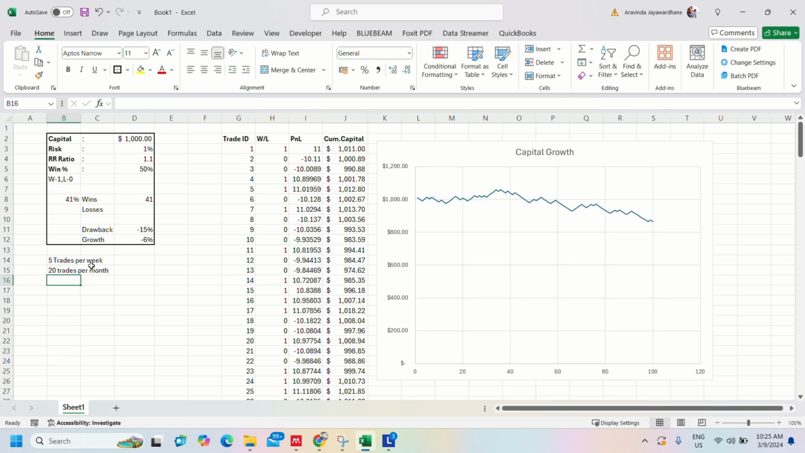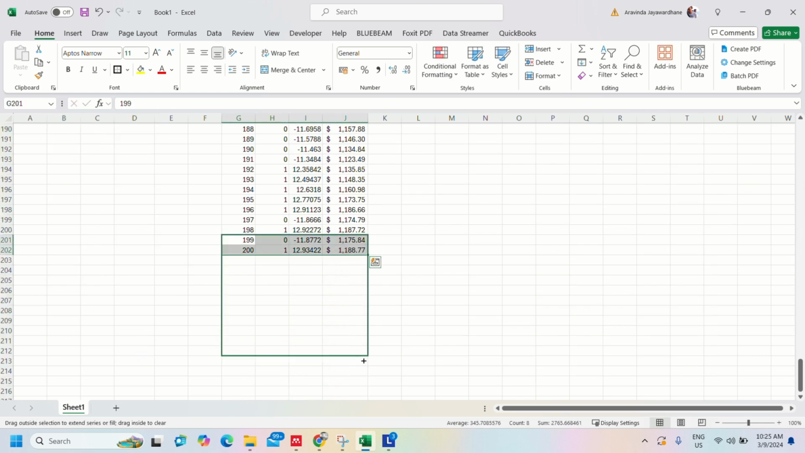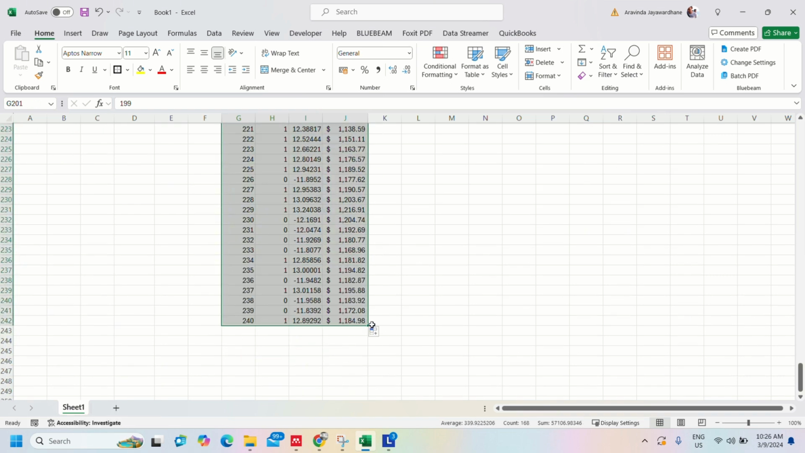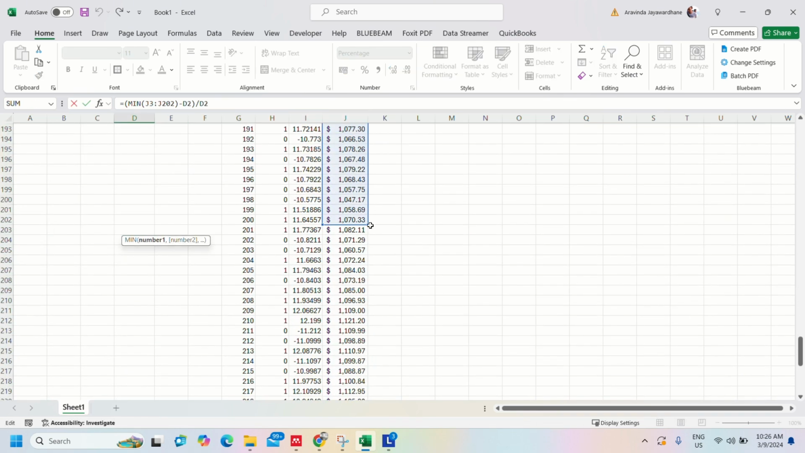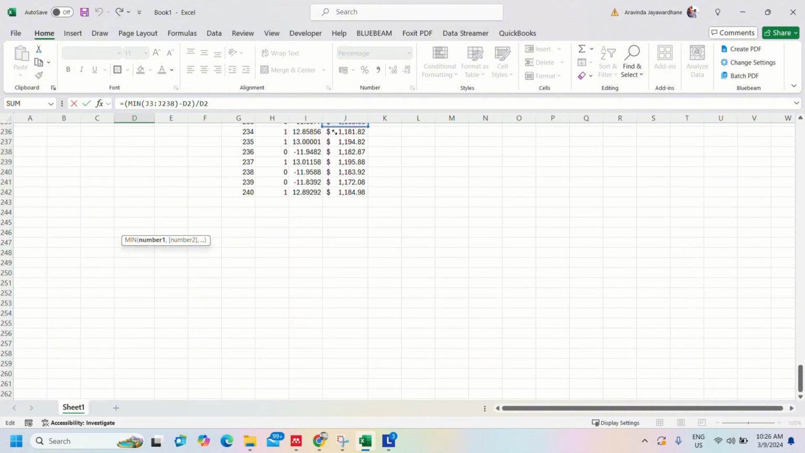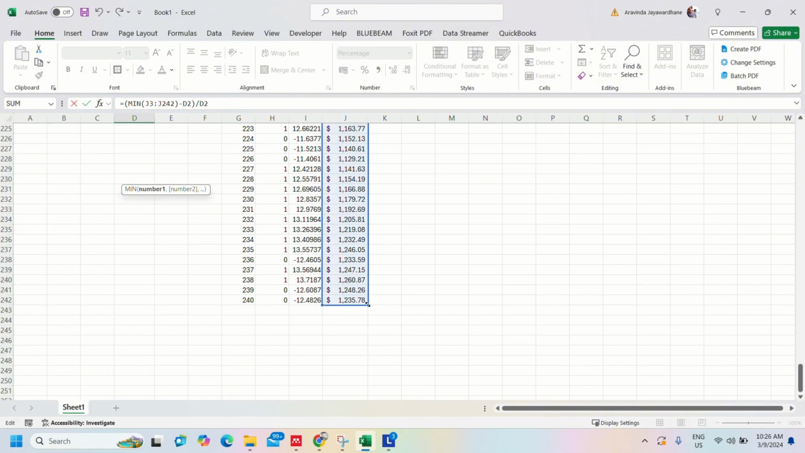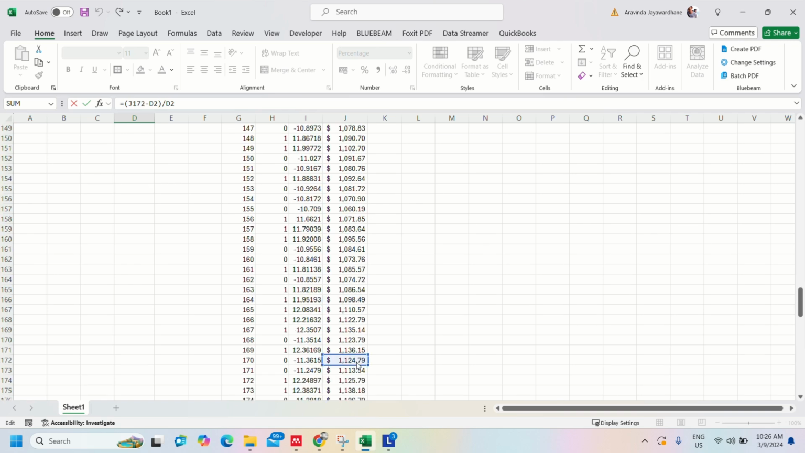By the end of this simulation, we'll have a clearer understanding of how disciplined risk management and a consistent trading strategy can influence our trading outcomes. Remember, the goal isn't just to win every trade, but to manage risk in a way that keeps us in the game for the long run.